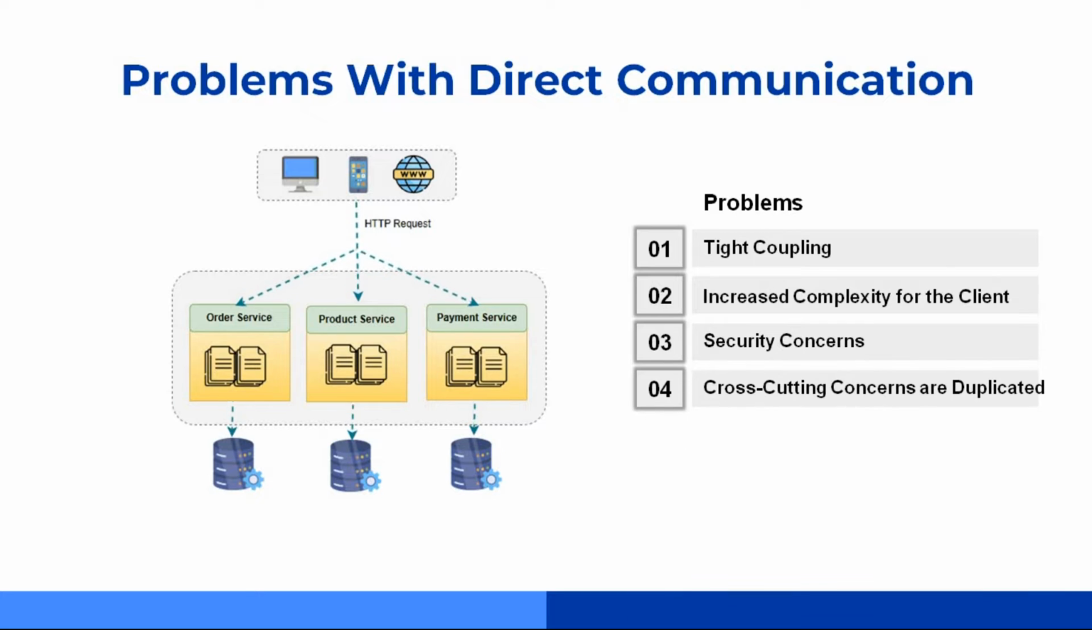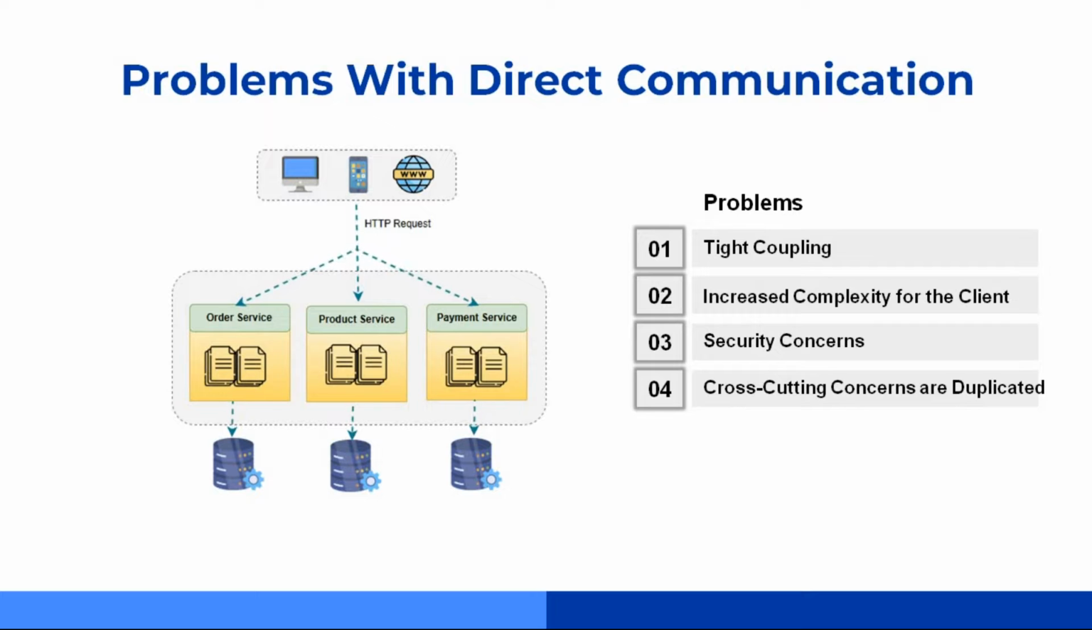Number 4. Cross-cutting concerns, or duplicated things like authentication, logging, rate limiting, and monitoring. You'd have to build those into every single service individually, leading to code duplication and wasted effort. And if you have multiple clients like web, mobile, or third-party apps, each one has to repeat the same work for each service. That's inefficient and error prone. So overall, this kind of direct communication leads to a system that is hard to scale, hard to secure, and difficult to manage. And that's exactly where an API gateway comes in.